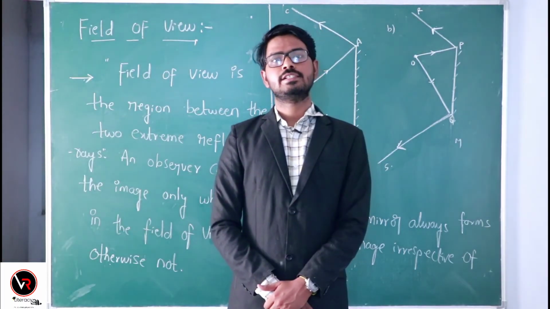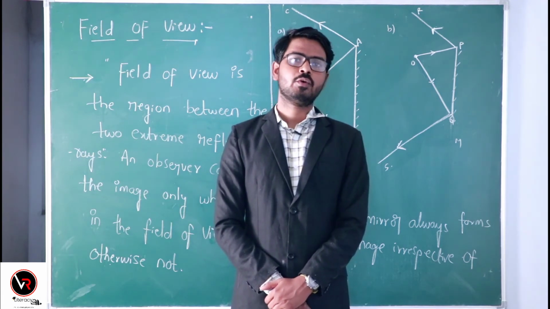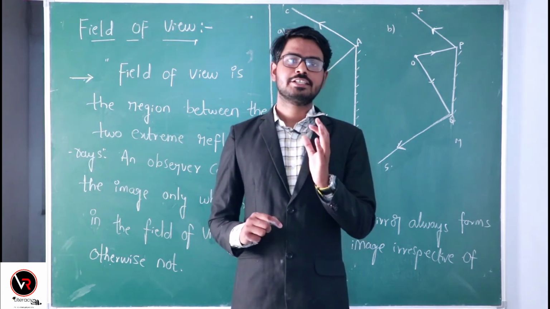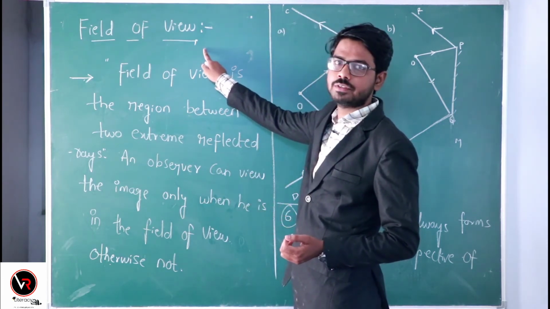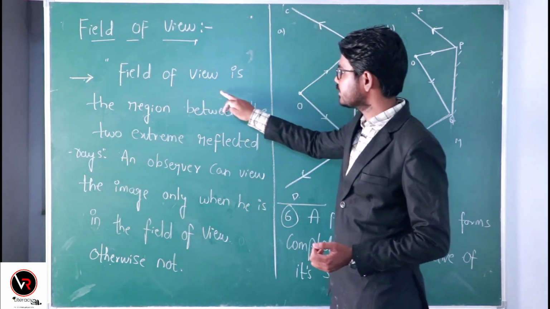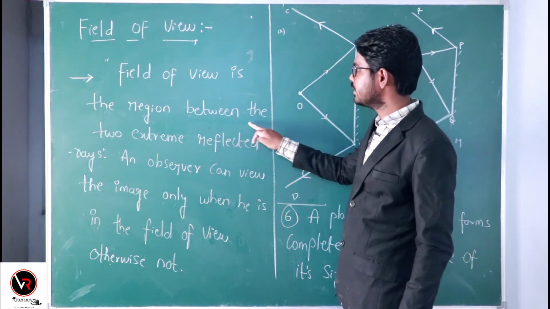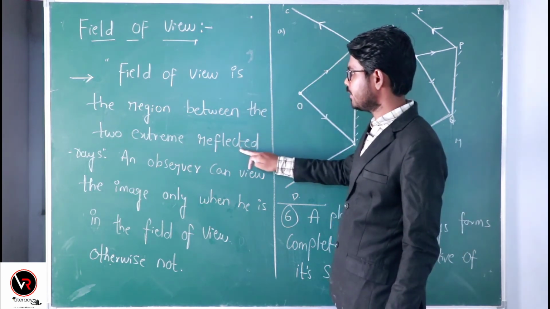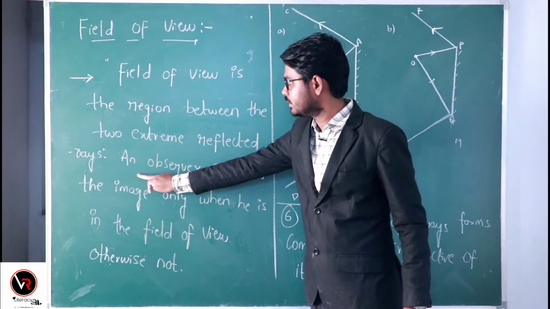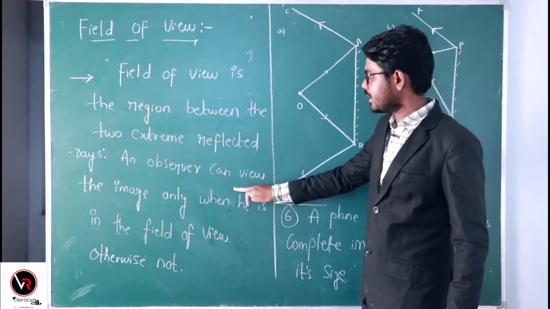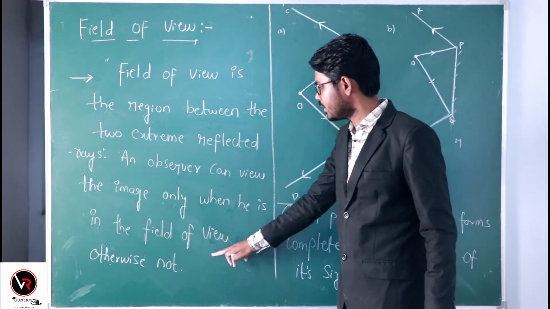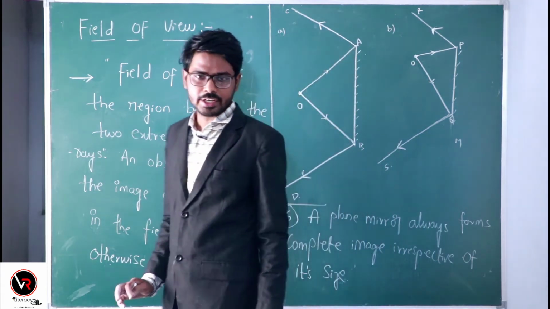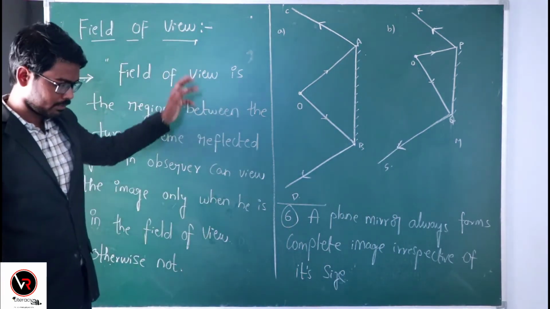Now let us discuss the sixth property. Before that, let us see a small concept, that is the field of view. So what is the field of view? Let me read this. Field of view is the region between the extreme reflected rays. An observer can view the image only when he is in the field of view, otherwise not. So let us try to understand this concept, field of view.